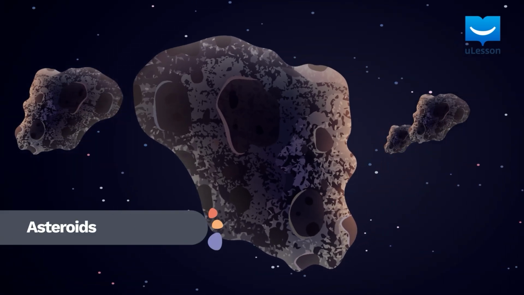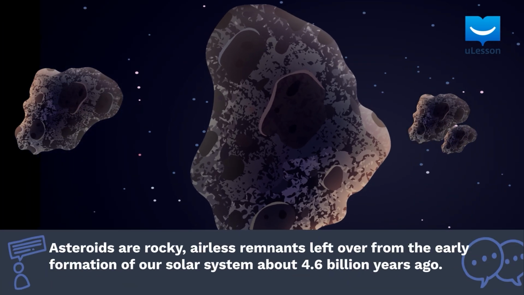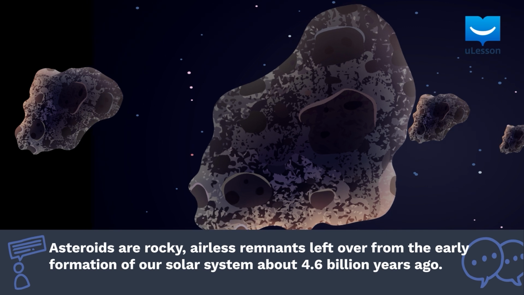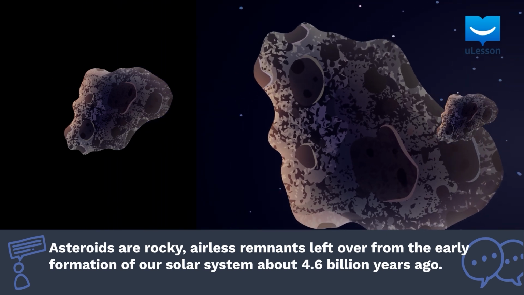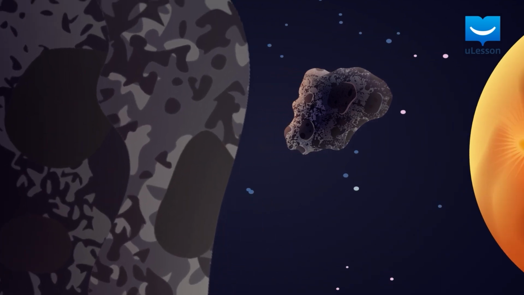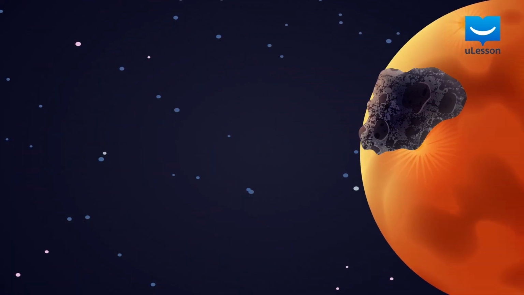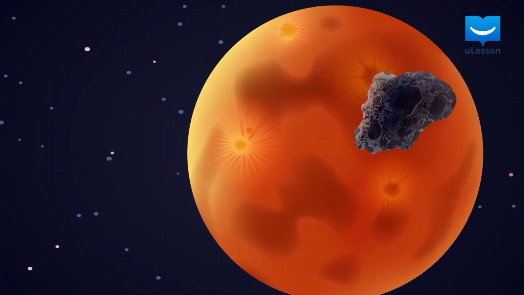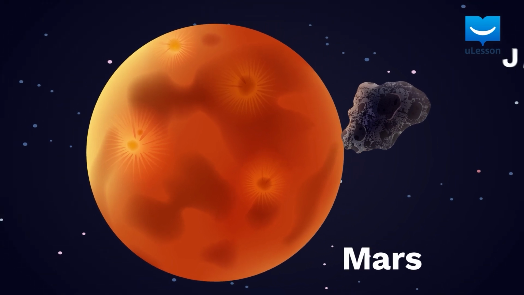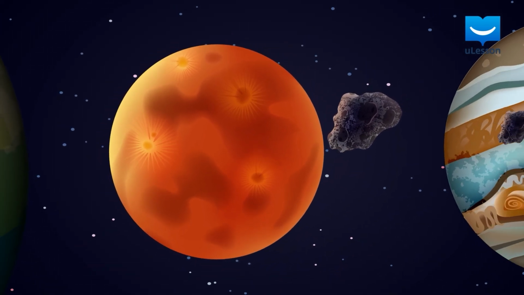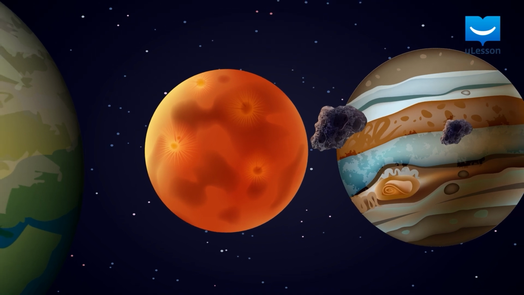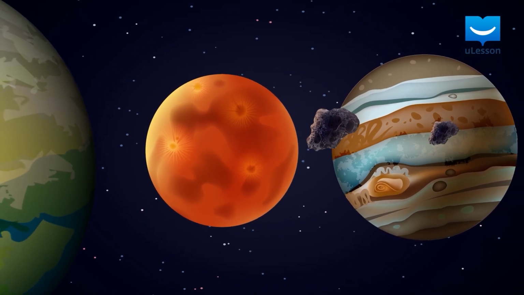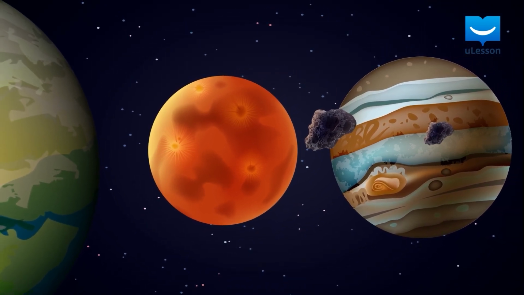Asteroids are next. Asteroids are rocky, airless remnants left over from the early formation of our solar system about 4.6 billion years ago. They are primarily found in the asteroid belt, a region of space located between the orbits of Mars and Jupiter. They vary in size from tiny pebbles to about 940 kilometers. That's about 583 miles in diameter.